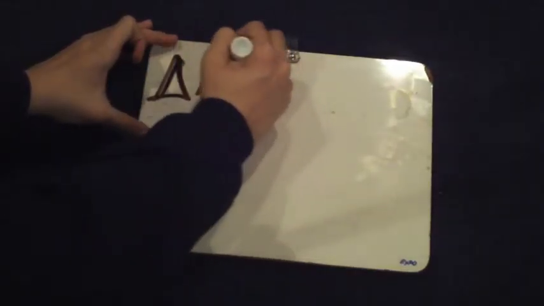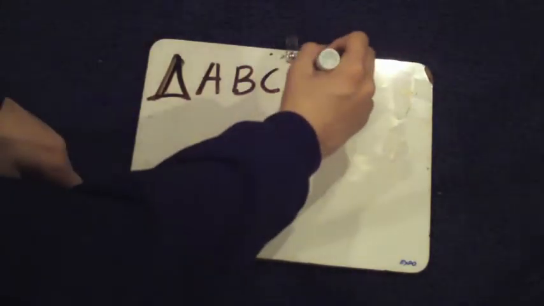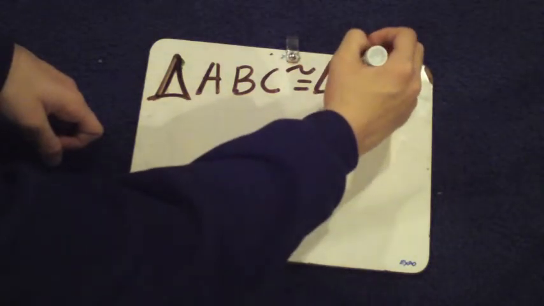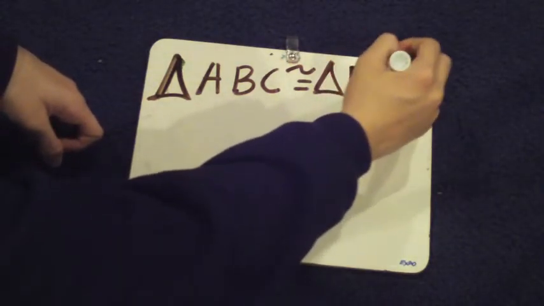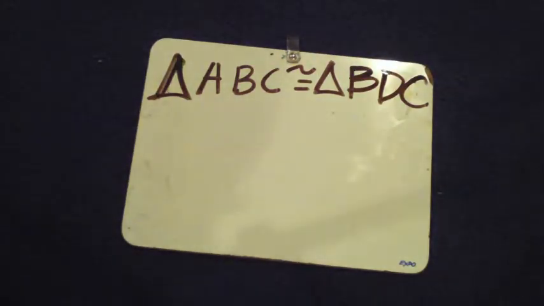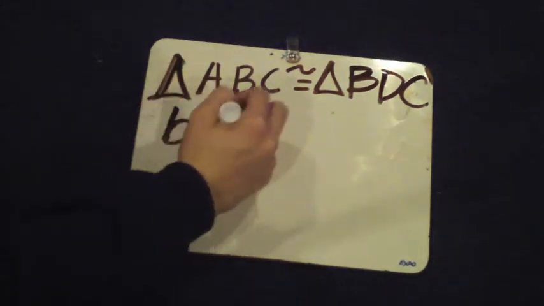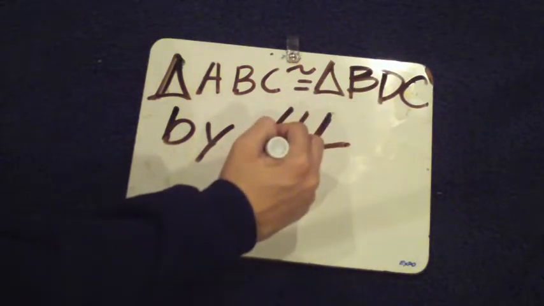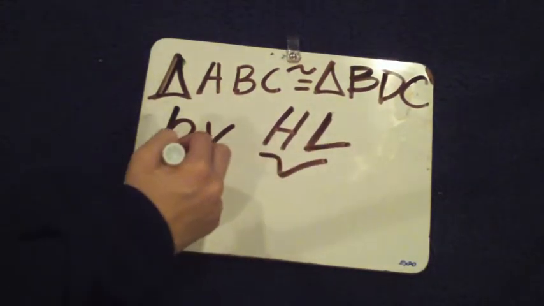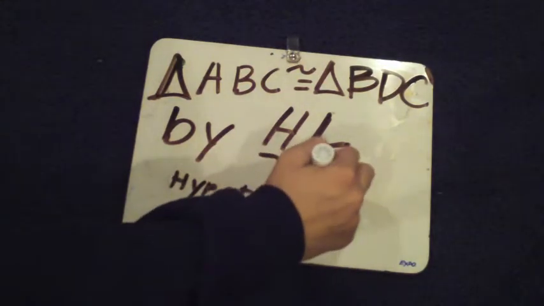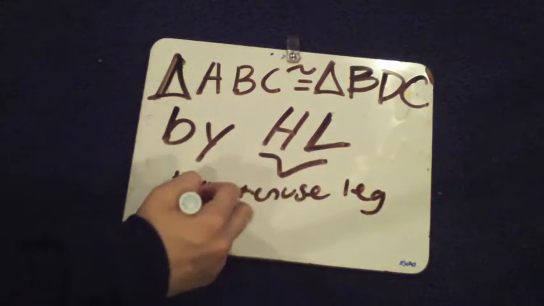Since we know that both the hypotenuses of both the triangles are congruent to each other and both the legs of both the triangles are congruent to each other, we can use the postulate we were talking about before, hypotenuse-leg congruence. Since we already know that the triangles are both right, we are allowed to use this postulate. So, our congruence statement says triangle ABC is congruent to triangle BDC by HL, hypotenuse-leg congruence.